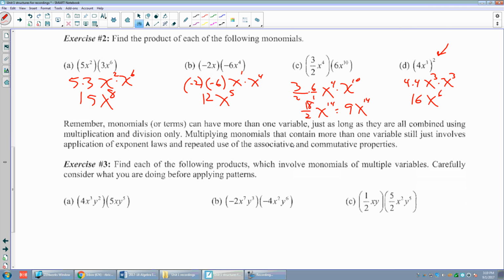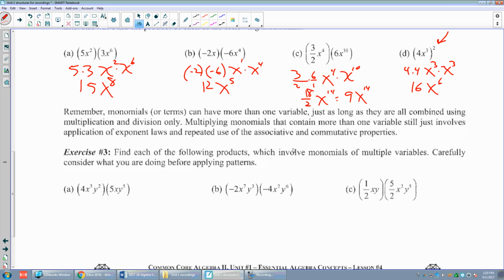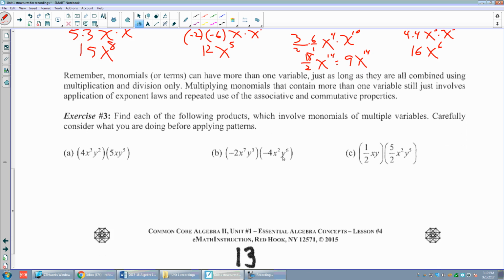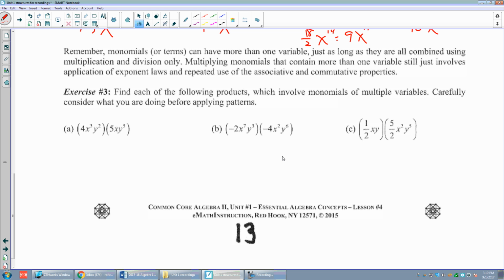A monomial can have more than one variable, just as long as they're all combined using multiplication and division only, not addition and subtraction. Otherwise, it won't be a monomial. It'll be a binomial, trinomial, etc. Monomials that contain more than one variable still just involve the application of the exponent laws and repeated multiplication, commutative, and associative properties. Find each of the following products. Let's get down to work.